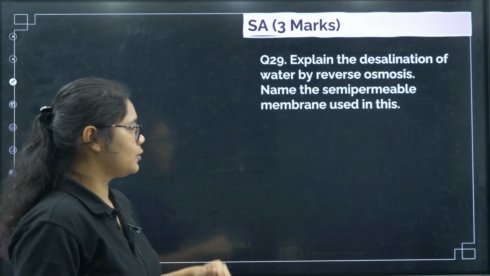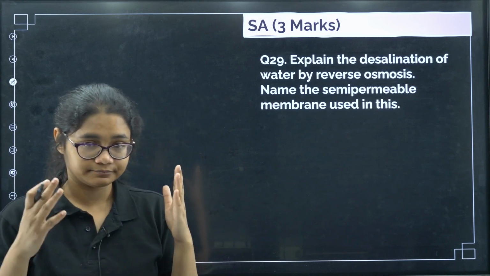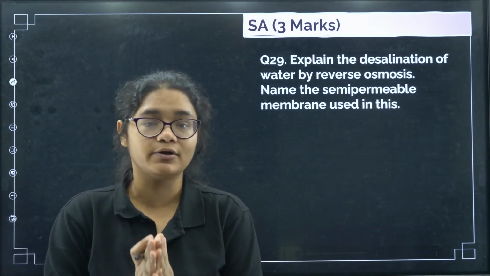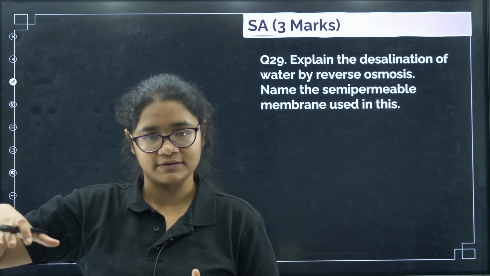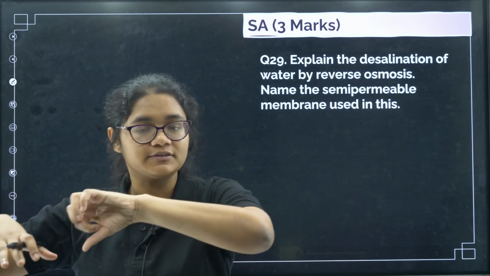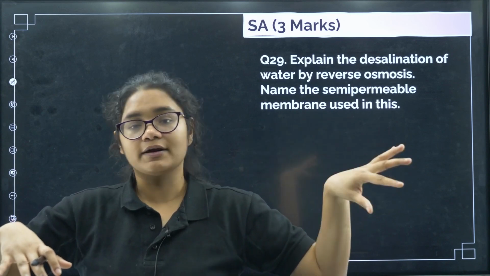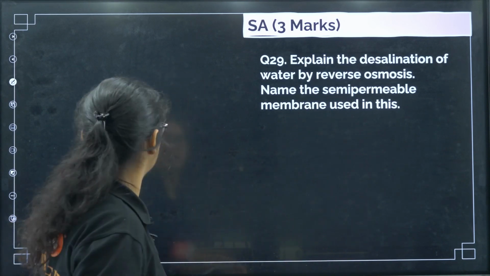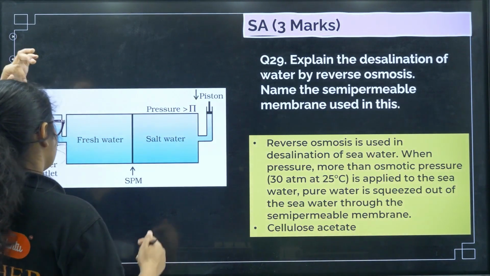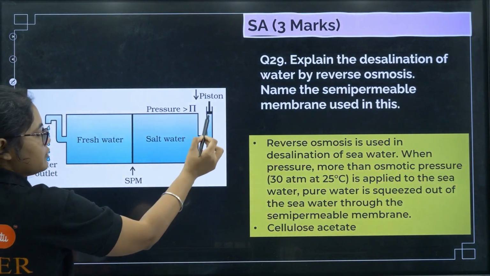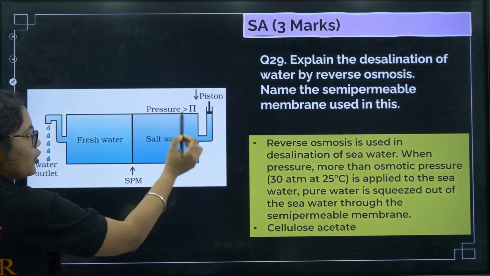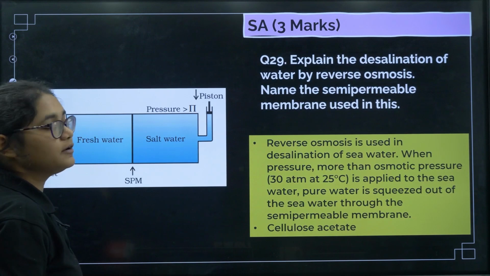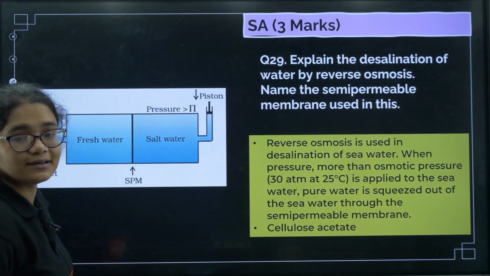Okay. So, what happens in desalination of water? When you apply pressure more than osmotic pressure on the salt water side, pure water from this will squeeze out and flow towards the lower concentration side. I will show you a diagram here that will be more clear. So, you can see here, this is your salt water. When you give pressure more than osmotic pressure, pure water from this will start flowing out and can be collected here. That is called reverse osmosis, and it is used for desalination of water.